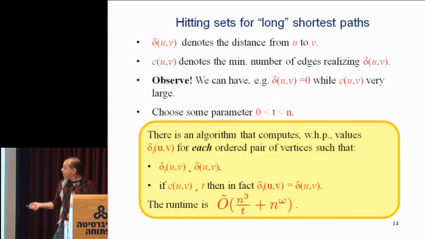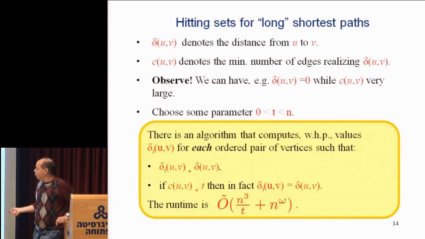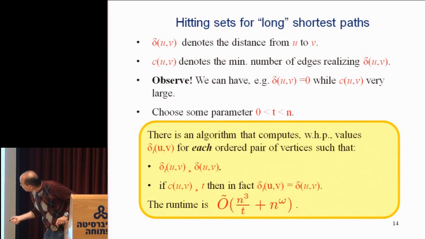So let me formalize this. I would like to compute for every pair of vertices some approximation, call it delta sub T of (u,v), which has the following property. Again, this is not a comma, this is greater than.